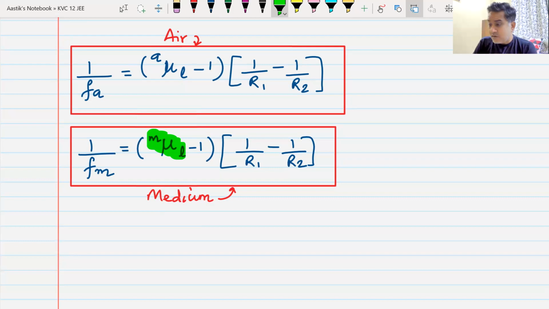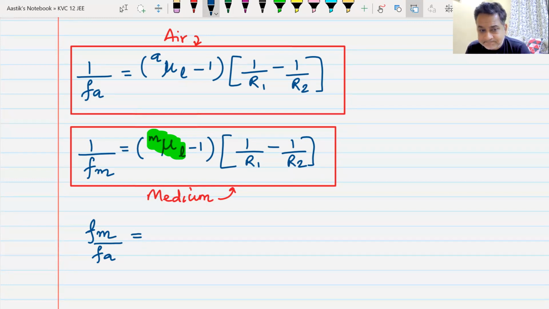Yes, sir. Now I can take the ratio of both the things and tell me what will be the ratio of focal length in the medium divided by focal length in air. What will the ratio come as? Focal length in medium divided by focal length in air. What would it come to?